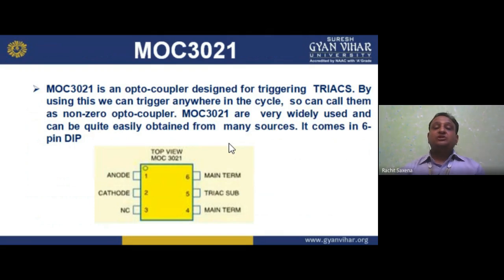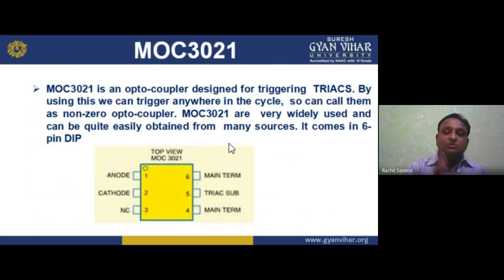That is your MOC 3021. Now MOC 3021 is again an optocoupler designed for triggering triacs. It's designed for what, my dear student? Triggering triacs. You know about the triggering of triacs? How can we trigger the triacs? For triggering, we can use this optocoupler, that is MOC 3021.